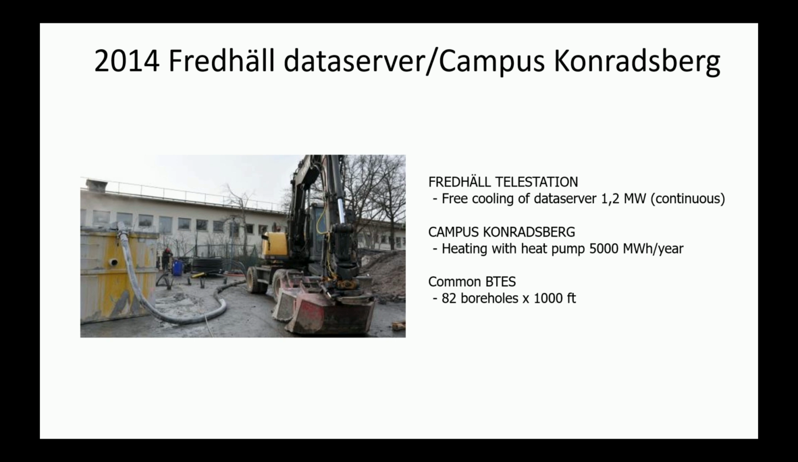Here's another example. This is a telephone switching station or a data server that's rejecting heat to the ground. There are a lot of installations like this in Sweden. The main telephone service provider in Sweden is using free cooling to the ground, so they are rejecting heat without the use of a cooling machine. In this case, they have free cooling of the data server, about 1.2 megawatt continuously throughout the whole year.